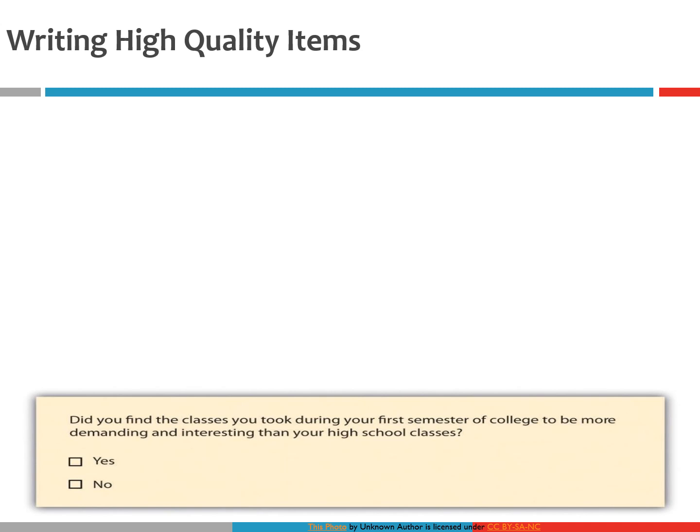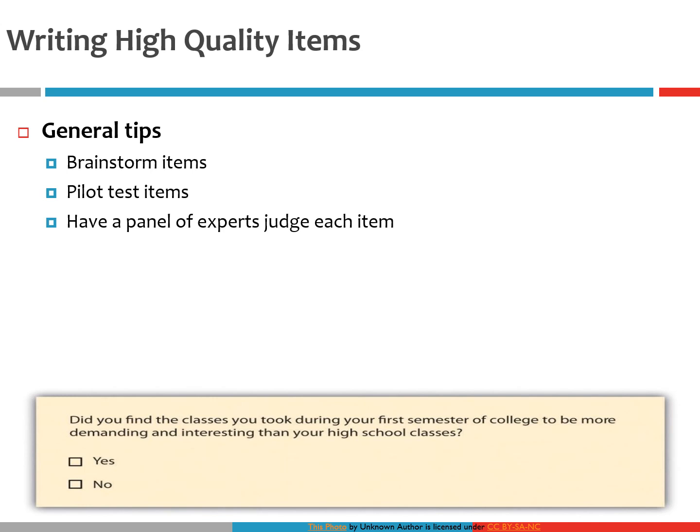So if you're going to make your own scale or survey, how do you write high quality items? Well, the general tips are pilot test the items. So brainstorm them first, then pilot test them. That means, take the scale, give it to a small number of people, and see what kind of feedback they give you. So maybe your participants in the pilot study say, I don't understand this question. And then you go back and you read it and you realize that they're right. You don't understand the question either. It's not written properly. You need to change it.